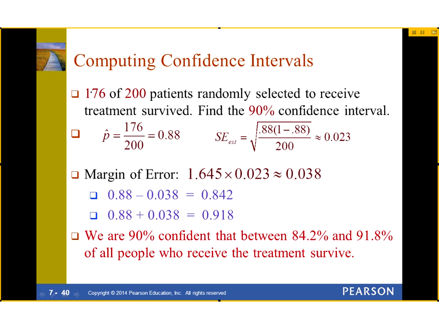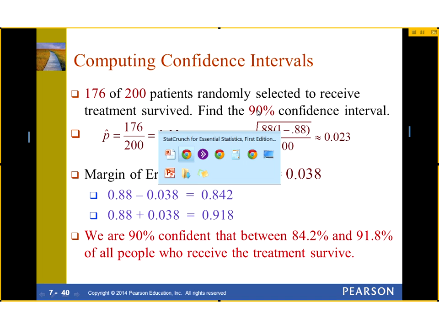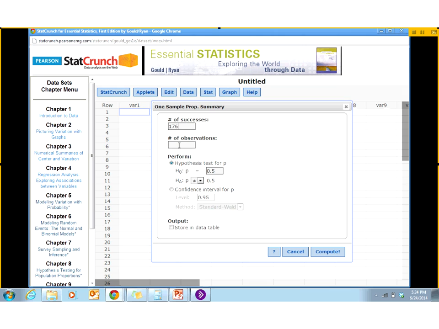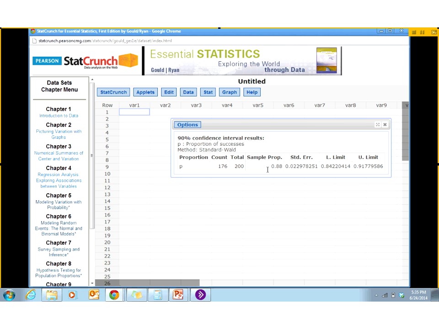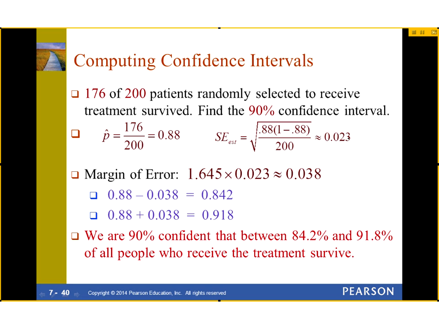Stat, Proportion stats, One sample with summary. All right, so let's look here. 176 of 200. 176, that's the number of successes of 200 patients, 90% confidence interval. We're doing a confidence interval, 90%. You just leave the method as standard Wald and hit compute. Sample proportion is 0.88. That's standard error, 0.02987.